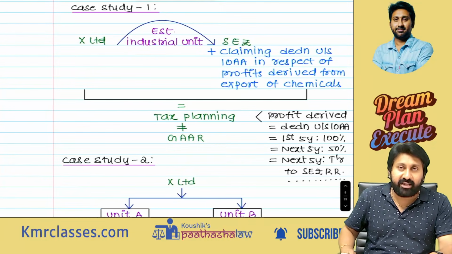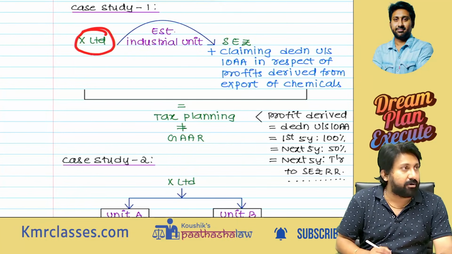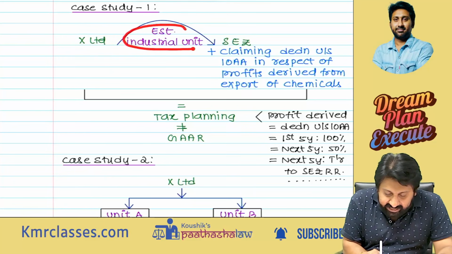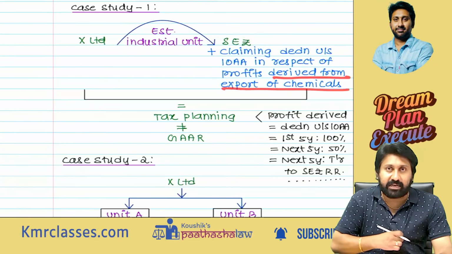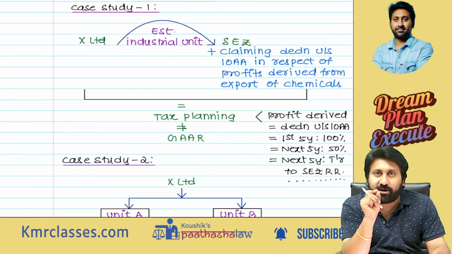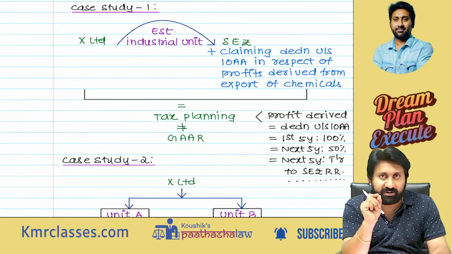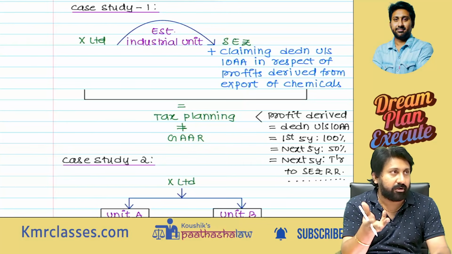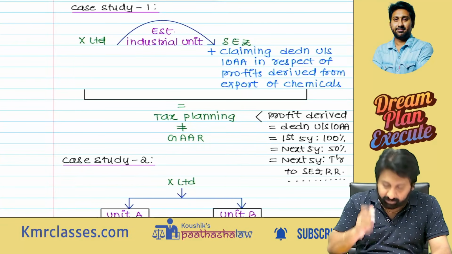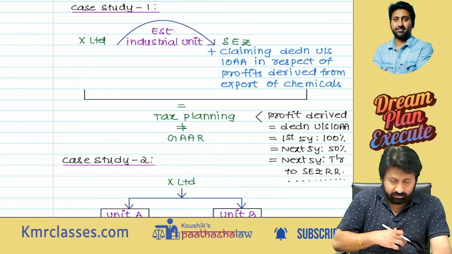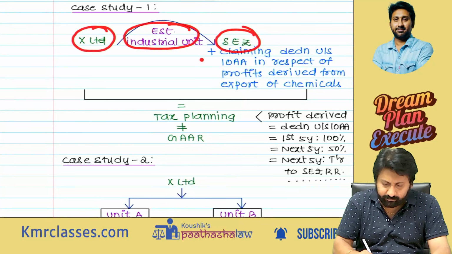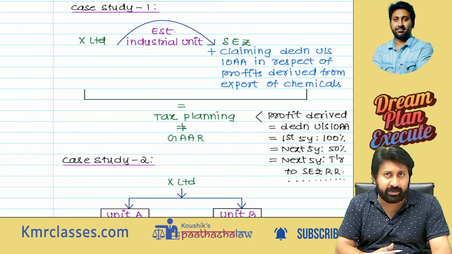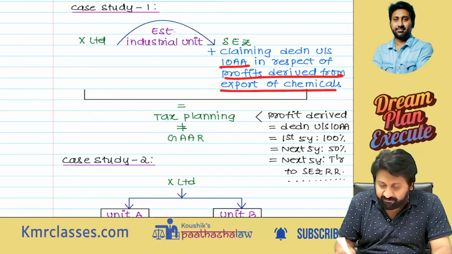Case study 1. There is a company called X Limited. X Limited established an industrial unit in a SEZ, and it wanted to claim deduction under section 10AA in respect of profits derived from export of chemicals. Actually, the point is, if you export anything from a SEZ, there is a tax benefit, a tax exemption or a tax deduction you can call it. Technically, it's a deduction that is allowed under section 10AA.